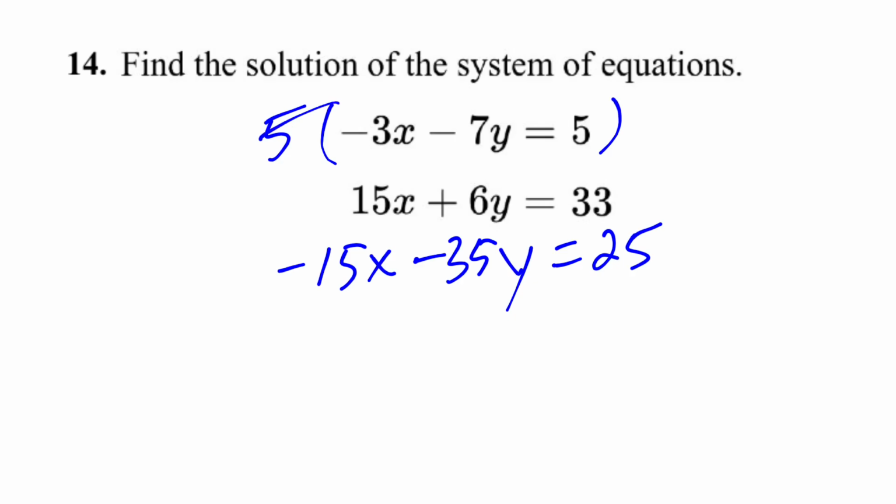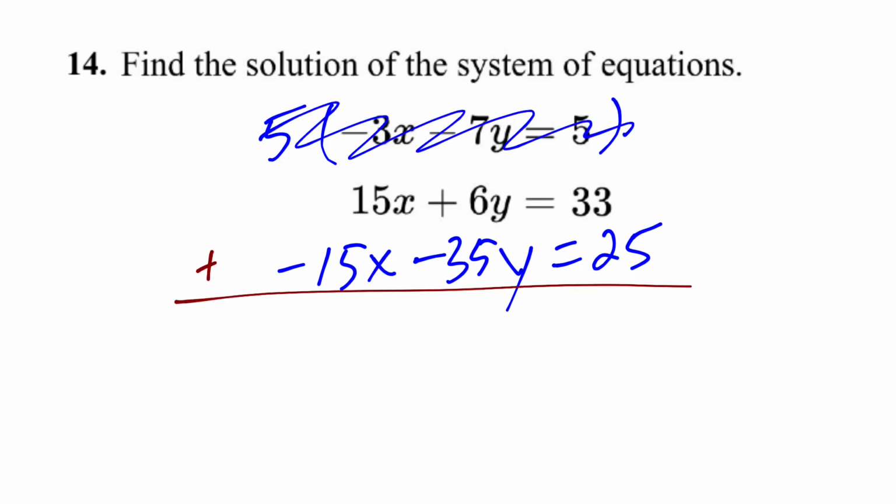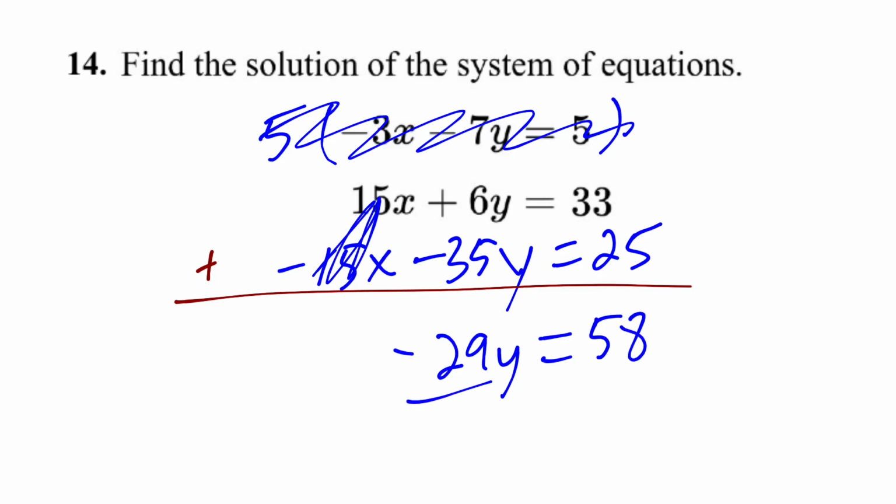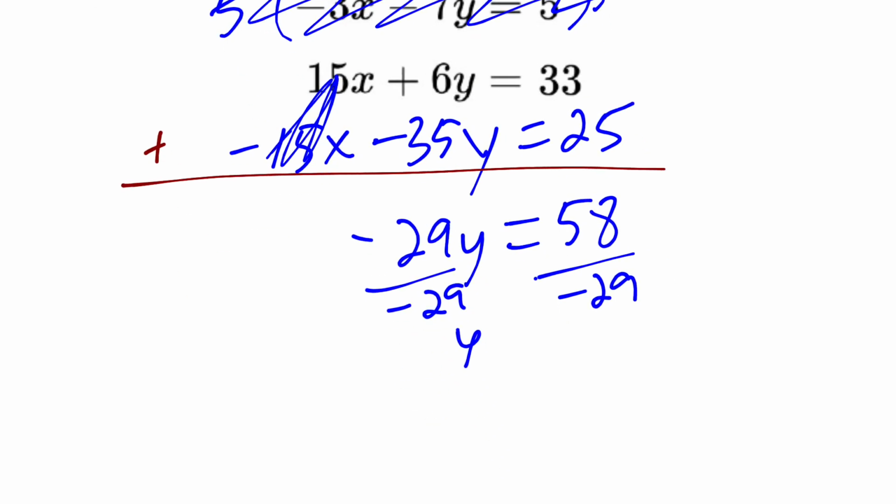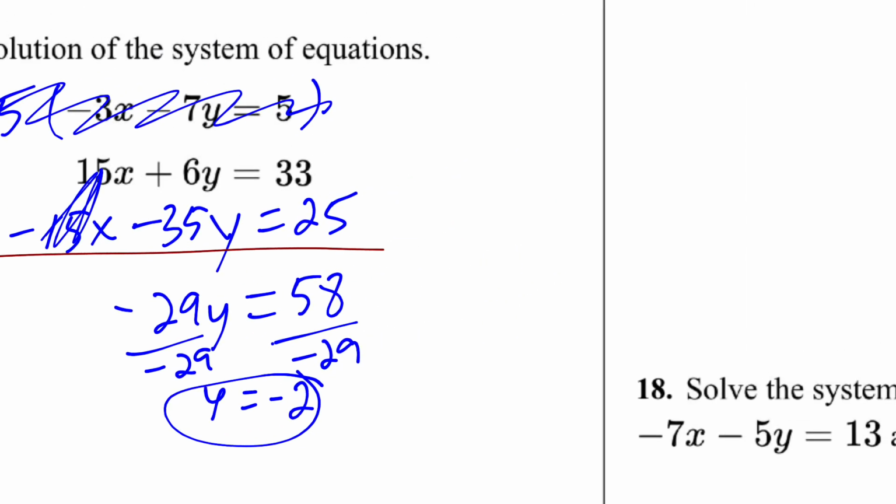Then I can cross out my original one, and I'm going to add these straight down. X's go away. I have negative 29y is equal to 58. If I divide by negative 29 on both sides, I get y is equal to negative 2. Let's plug that back in to this second equation here I'll choose.